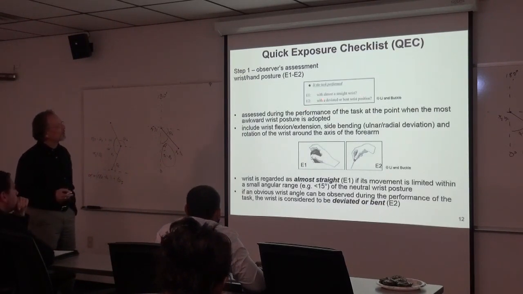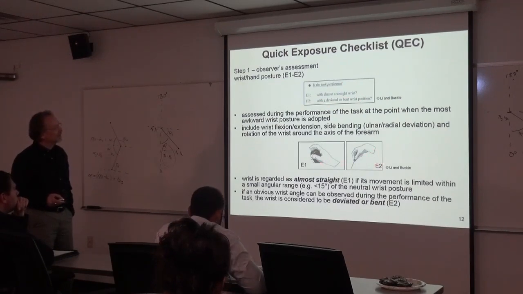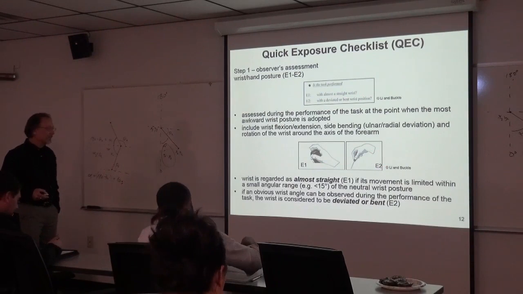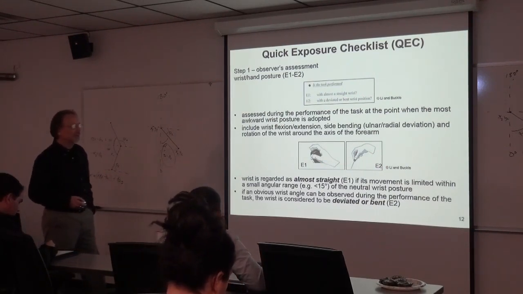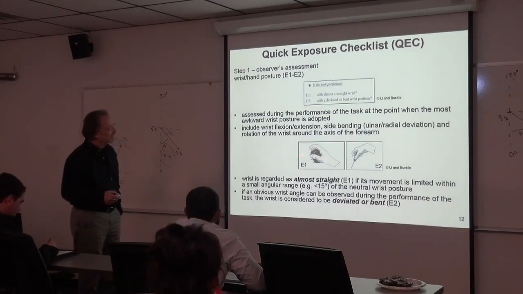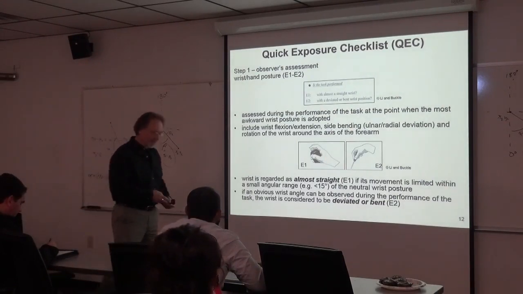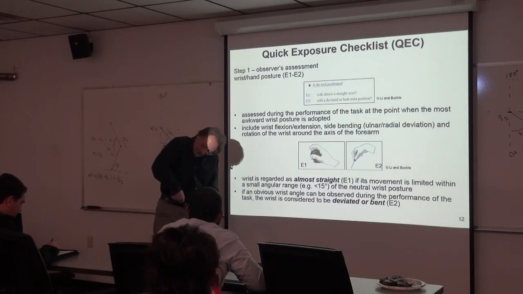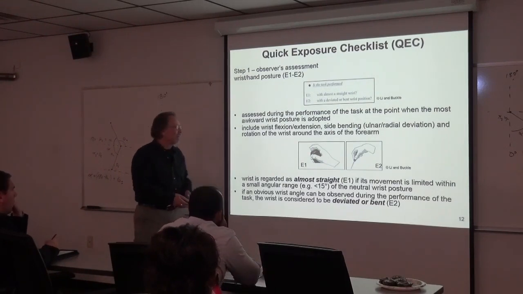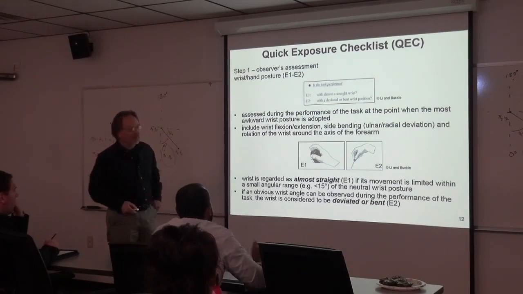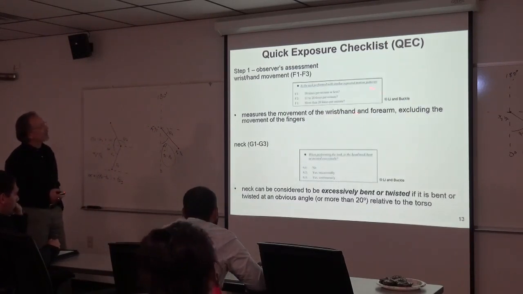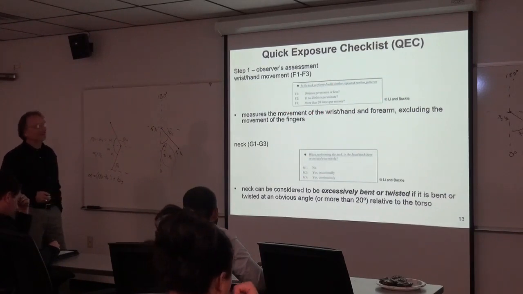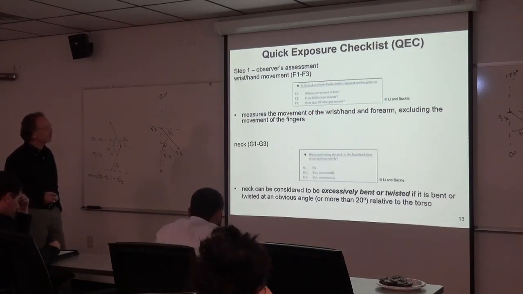Wrist-hand posture, almost straight, deviated wrist. Okay, E1, E2 is based on whether it's 15 degrees or more. Unless there is something unusual happening, usually it's a fairly neutral posture. Now, if they have a screwdriver and they're doing something like this to get it really bearing down on it, if it's obvious, you give them E2. Frequency of hand movement, self-explanatory. Give them an F1, 2, or 3.